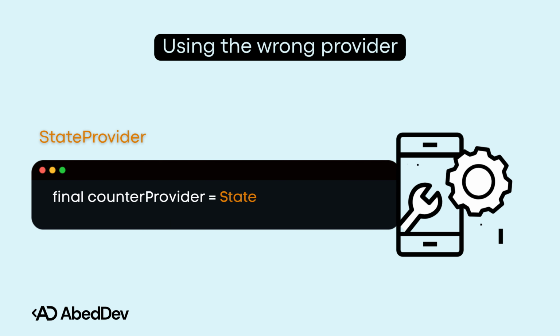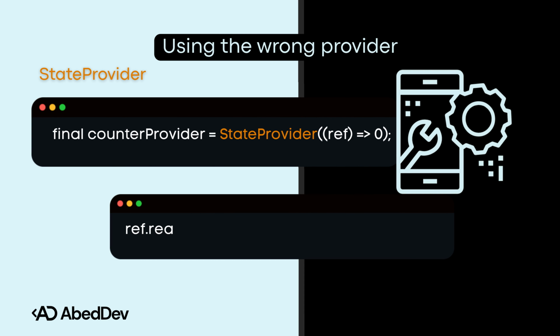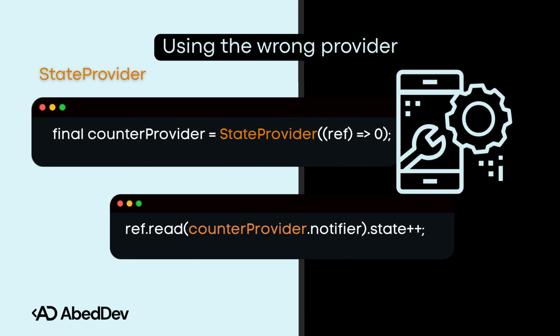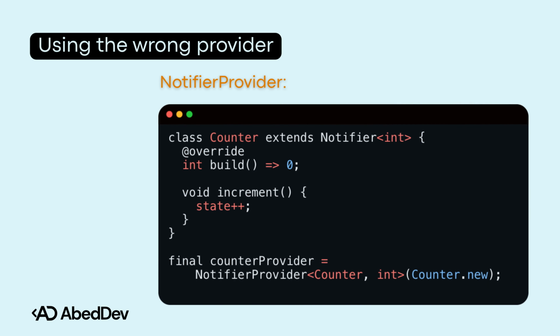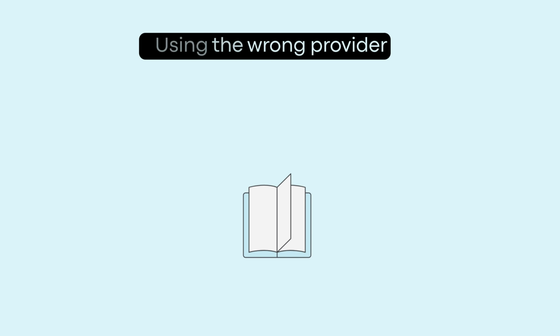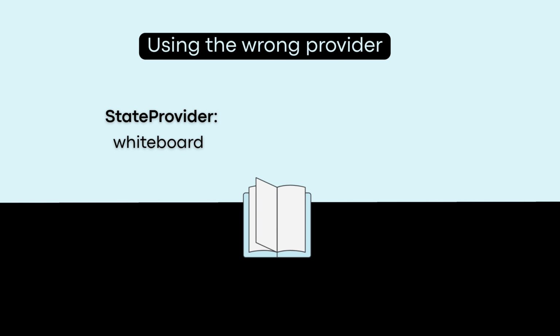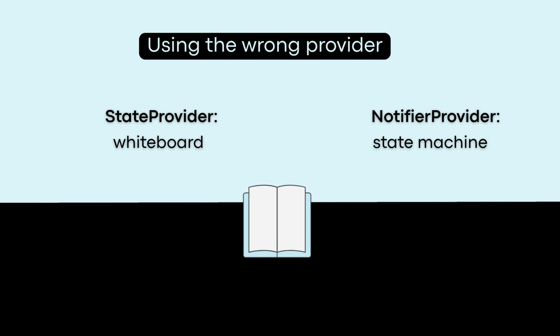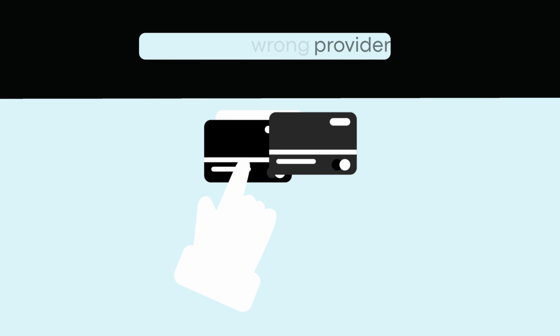The solution? For mutable state, just use StateProvider. Now update it, and Riverpod will notify the UI instantly because StateProvider is designed for mutable state. For real apps, use NotifierProvider. This keeps logic clean and scalable. Provider is like a book. StateProvider is like a whiteboard. NotifierProvider is like a state machine controlling the system. Use the right tool for the right job.